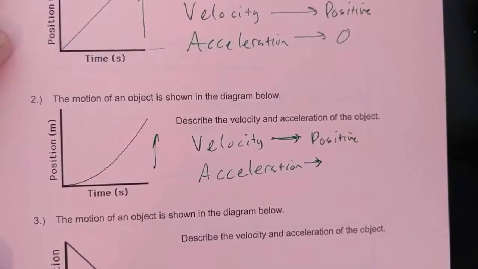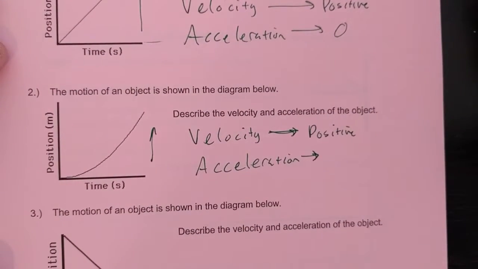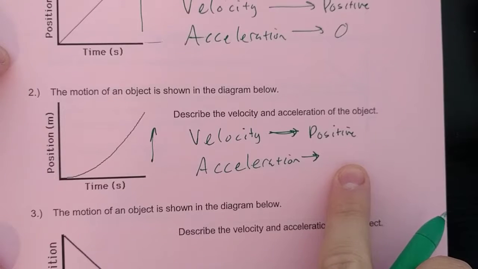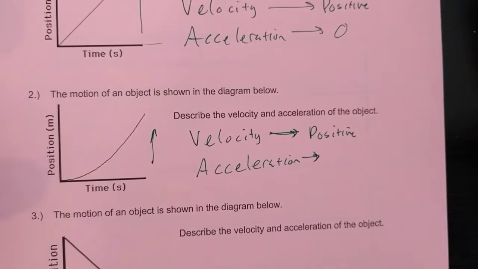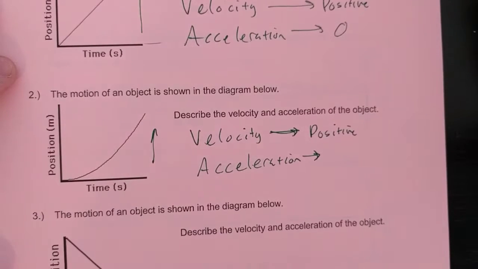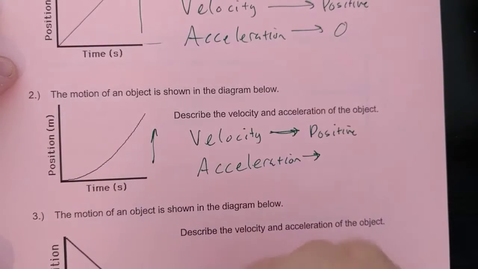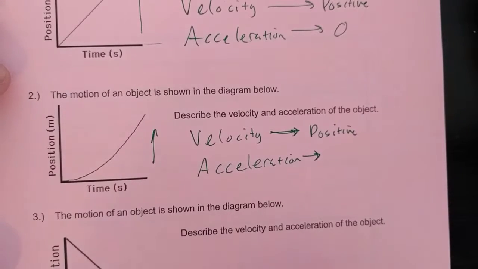A common misconception is that students want to believe that whatever velocity is positive, the acceleration has to be the same exact sign. So if this is positive, they automatically assume the acceleration is positive as well. That is actually not true at all, and it can get you into some incorrect answers when you're trying to answer certain questions. Look at the actual curve. Is it getting steeper as time goes on?